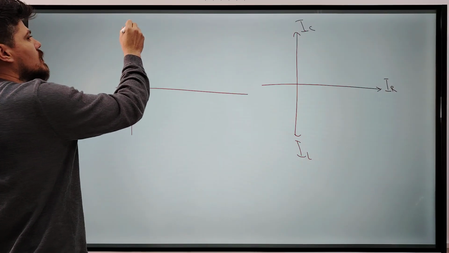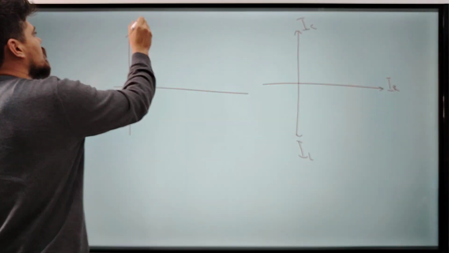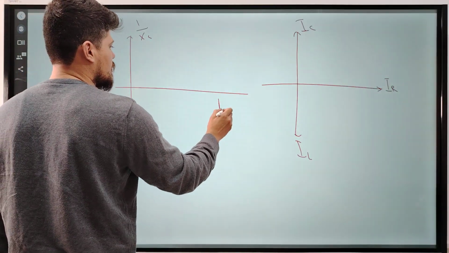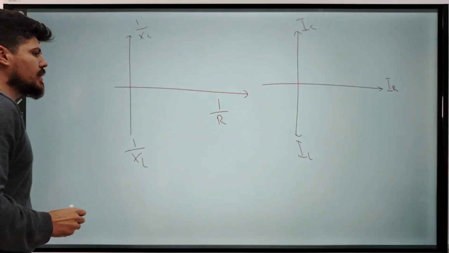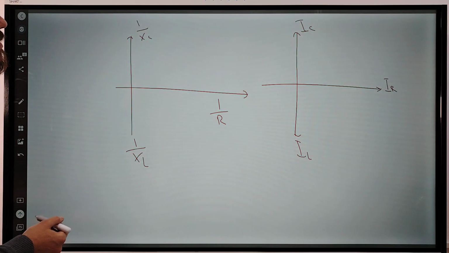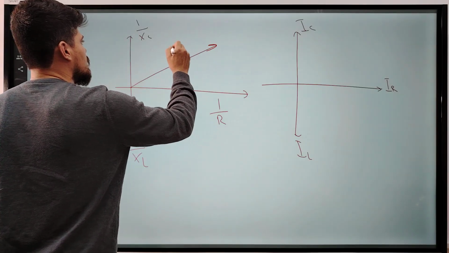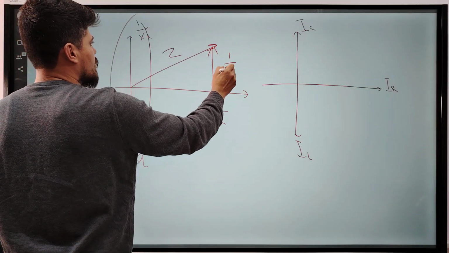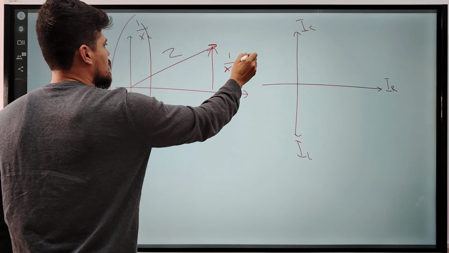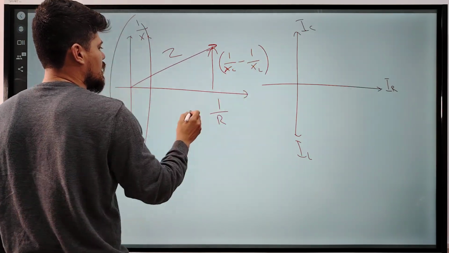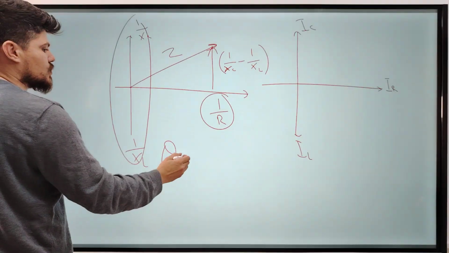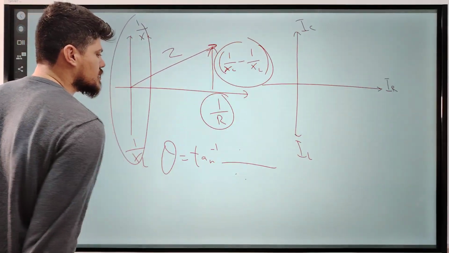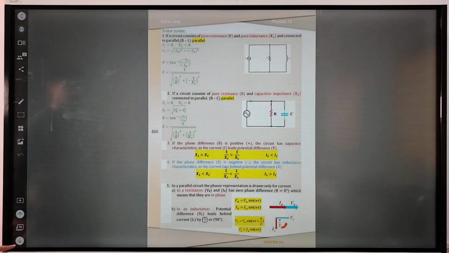And IC is equal to what? VC over XC. It means that 1 over XC. Here we have 1 over XL, and here we have 1 over R. Okay, you can draw the phasor diagram for the impedance. The total impedance Z is equal to what? Here we have two vectors, opposite, 1 over XC minus 1 over XL, and here we have R. So that is why theta is equal to tan inverse of opposite over adjacent. Okay, opposite over adjacent.